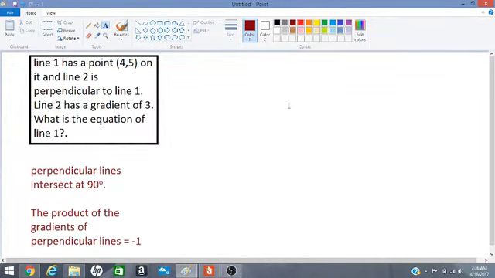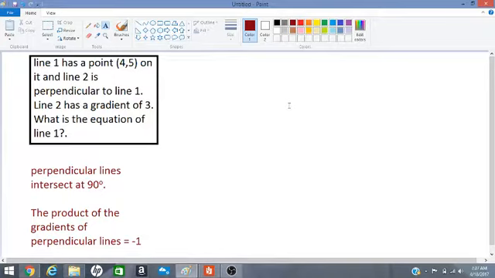Hello everyone, let's get down to business with this question here. We have a line 1 with the point (4, 5) on it, and line 2 is perpendicular to line 1. Line 2 has a gradient of 3, and what is the equation of line 1?